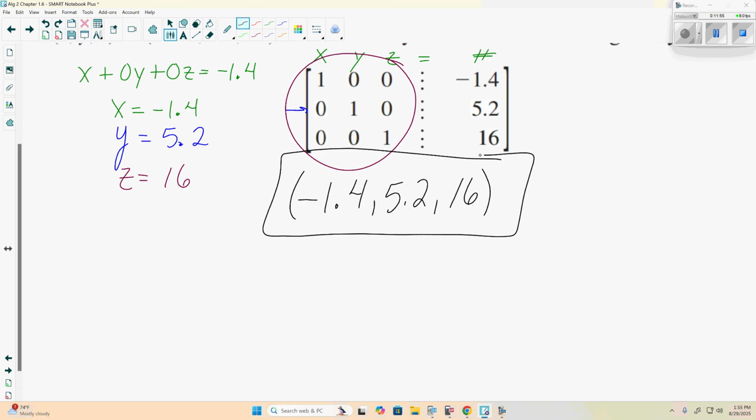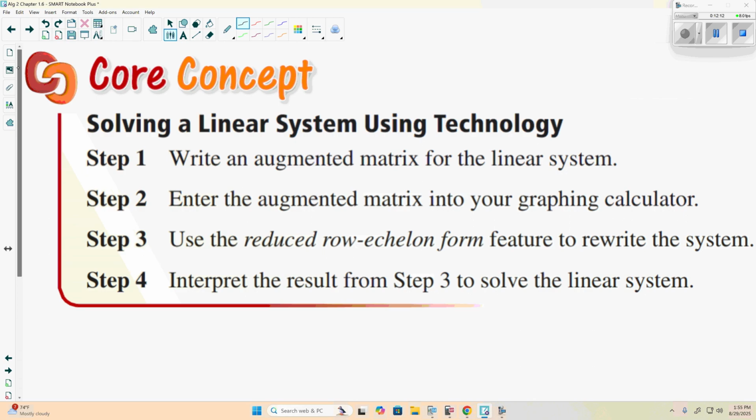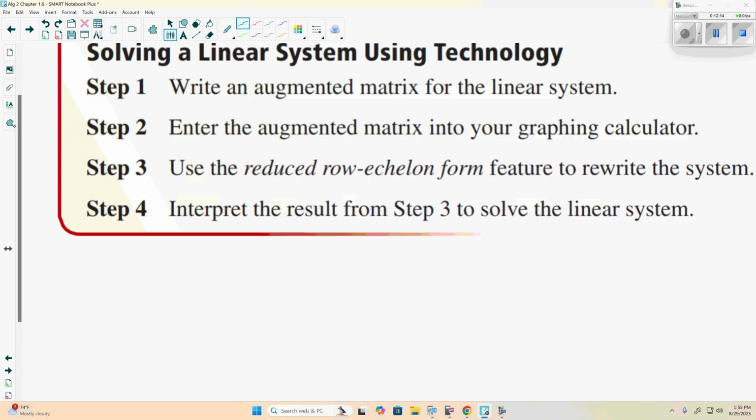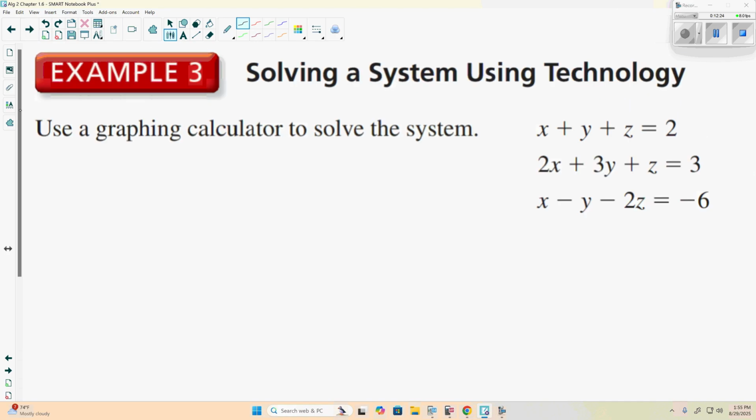So, that's what we're going to be doing. Now, this diagonal of ones, this here, what we call this is reduced row echelon form. Reduced row echelon form. Okay? 4 main steps. You do have this in your notes. We want to write an augmented matrix. We want to enter it into the calculator, use reduced row echelon form, and then interpret the solution.